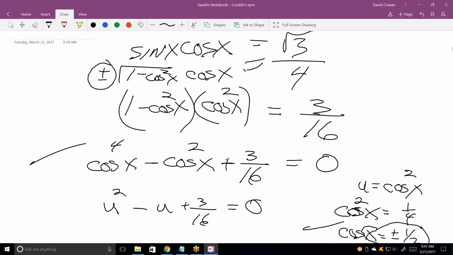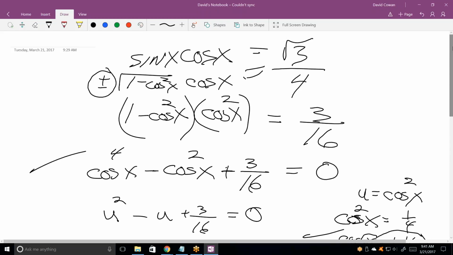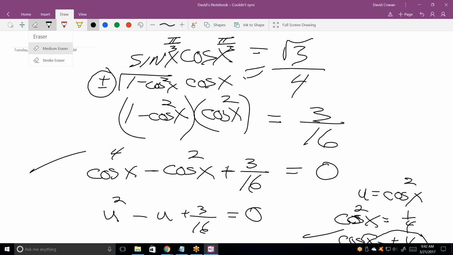And we could incidentally test all of these answers. Not that you necessarily want to, but it might be worth testing pi over 3. Is that a true statement? Well, the sine of pi over 3 is square root of 3 over 2. The cosine of pi over 3 is 1/2. So yeah, it's square root of 3 over 4. But it is kind of interesting that we end up with 8 answers to this.